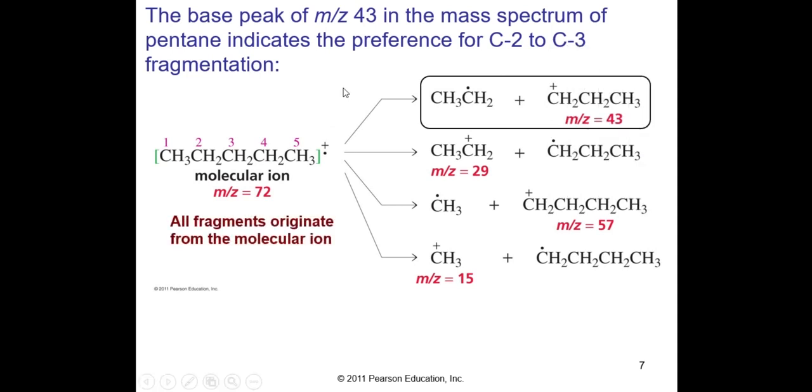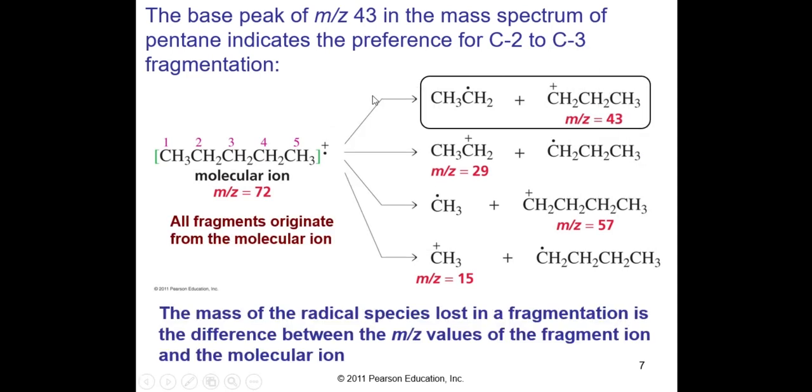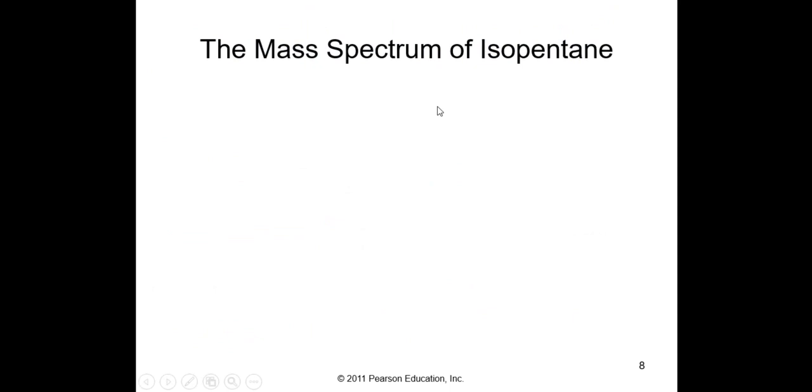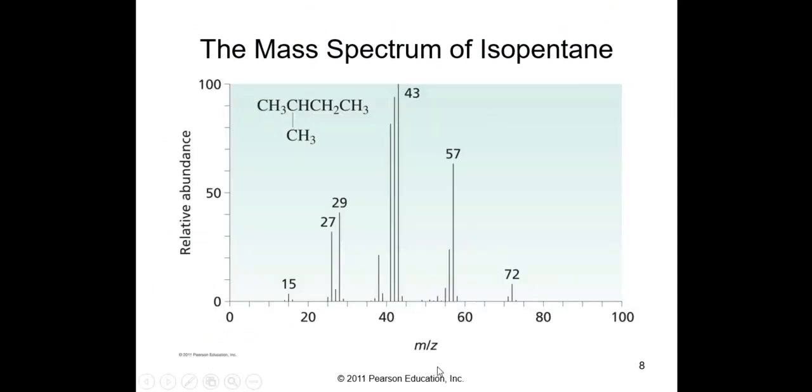All fragments originate from the molecular ion. The mass of the radical species lost in a fragmentation is the difference between the m/z values of the fragment ion and the molecular ion. Here's isopentane. So it's a constitutional isomer of N-pentane. We have branching, very important.